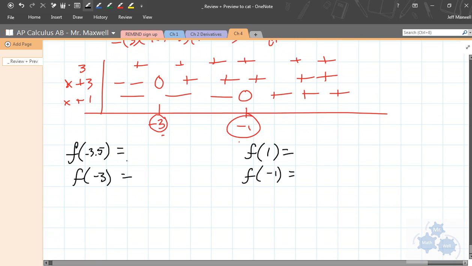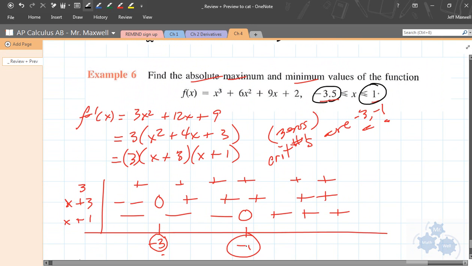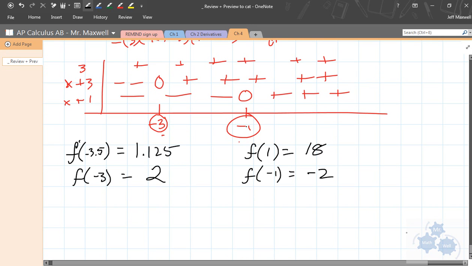Once I do that and find those values, plugging these x values into the original function, I just pick the largest one for my absolute max and the smallest one for my absolute min. Okay? When we evaluate these points, we have these numbers. Obviously, the maximum value is at x equals 1, which is one of the endpoints, right here. So you'd say absolute max at f of 1 equals 18.